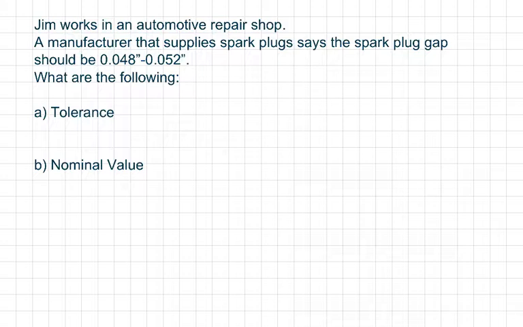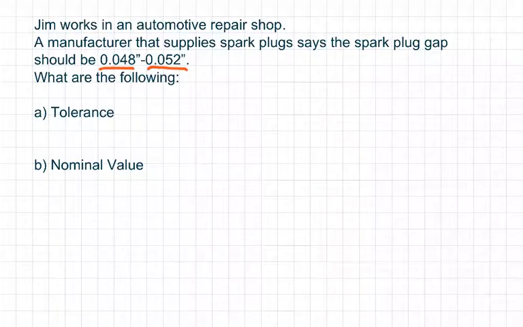Okay, so next example. Jim works in an automotive repair shop. A manufacturer that supplies spark plugs says the spark plug gap should be between 0.048 inch and 0.052 inch. What are the following? So the tolerance. So this is my minimum spark plug gap, and this is the maximum spark plug gap. So I hope, don't worry about the spark plug thing, okay? This is just one example that comes up.